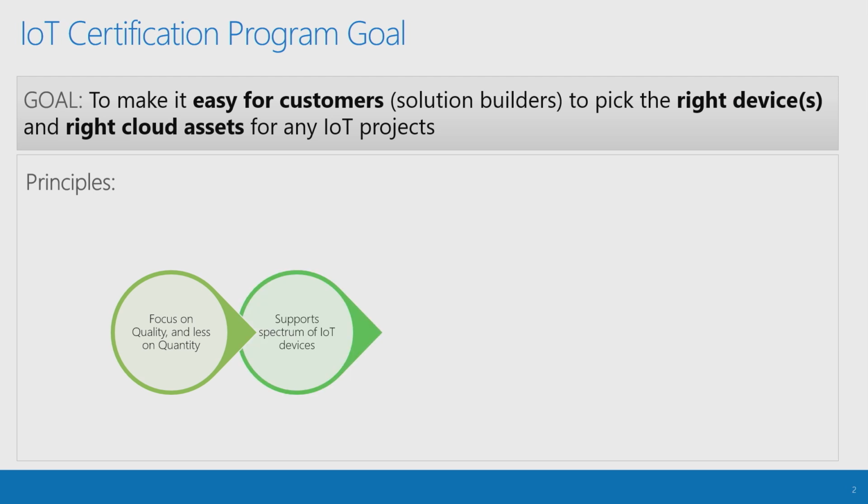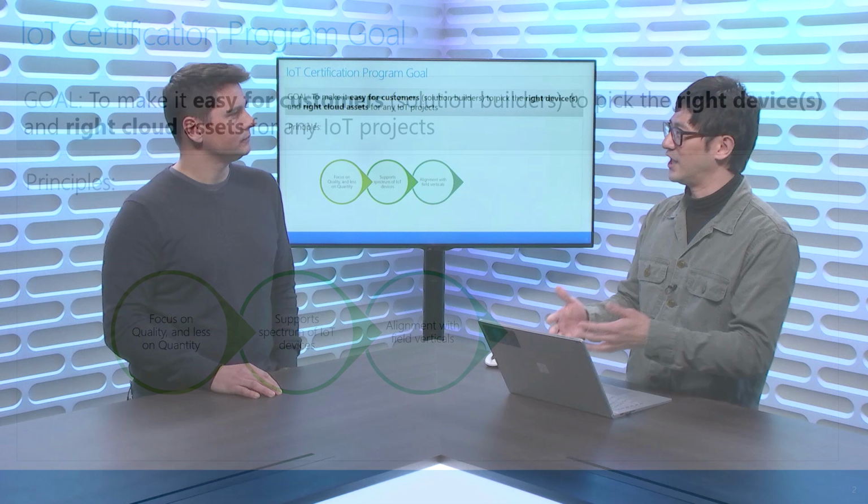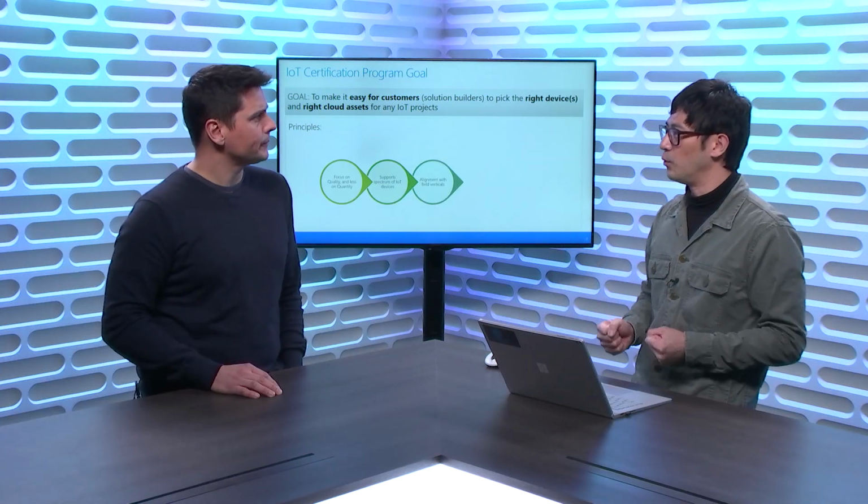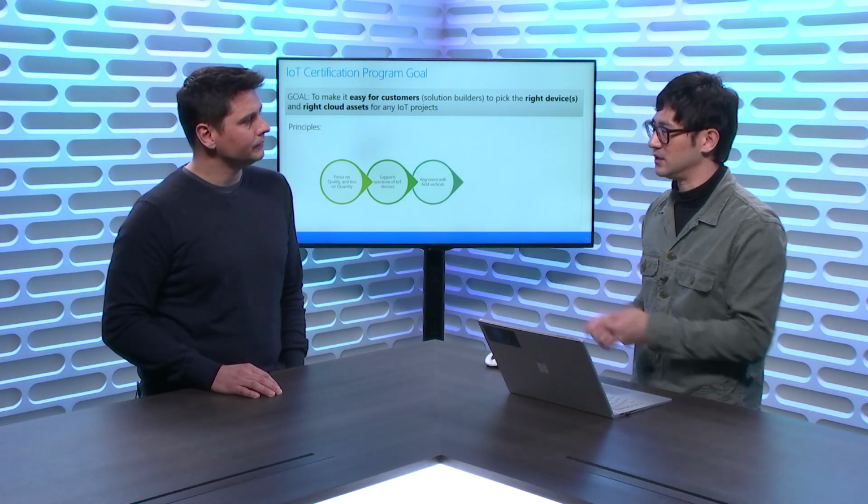The other thing is we want to start supporting a spectrum of IoT devices, starting from little microcontrollers the size of your fingernail all the way up to server type devices that can do a lot of intelligent stuff. And then the other thing is we want to make sure we align with the verticals that our Microsoft field teams focus on. We want to make sure we certify the devices that our field teams are willing to sell these devices with.